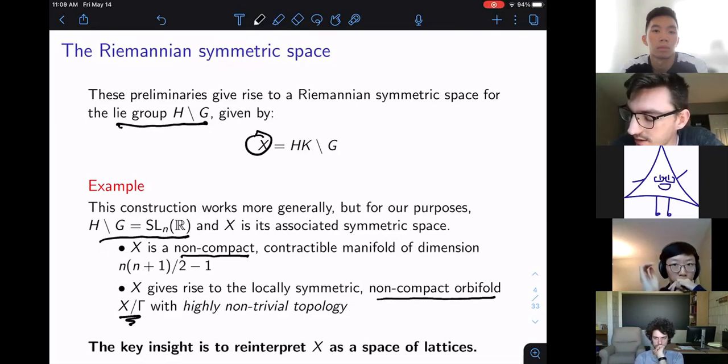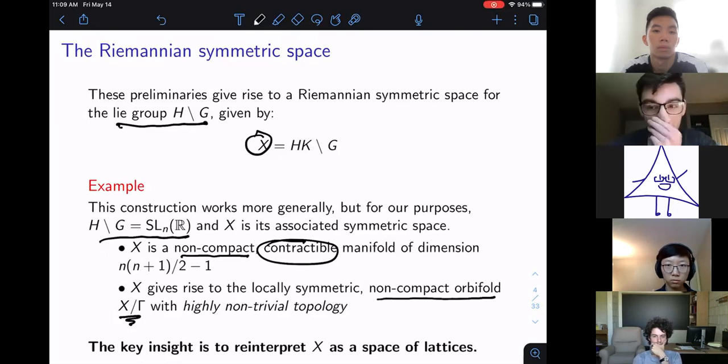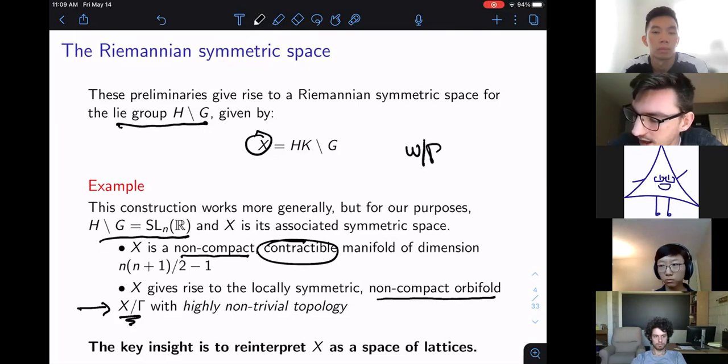The point from the perspective of this talk is that X is a contractible manifold, so its topology is not quite as interesting as X mod gamma. And for X mod gamma, the topology gets quite wild. So the goal is to understand the topology of X mod gamma via a subspace of X mod gamma, which is much easier to understand but captures all the cohomological information of X mod gamma. We're going to build something, W mod gamma, which sits inside X mod gamma, which is a much more combinatorial object and which captures the cohomology of X mod gamma. So this is the goal.